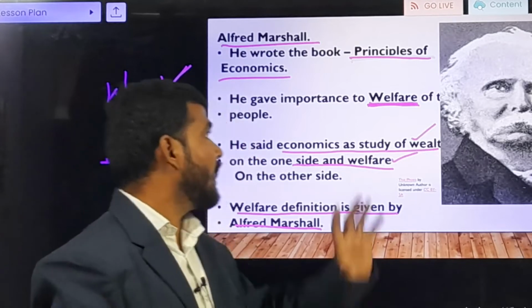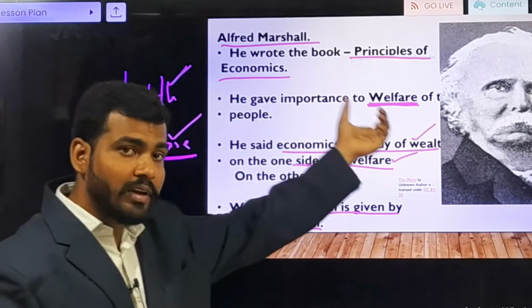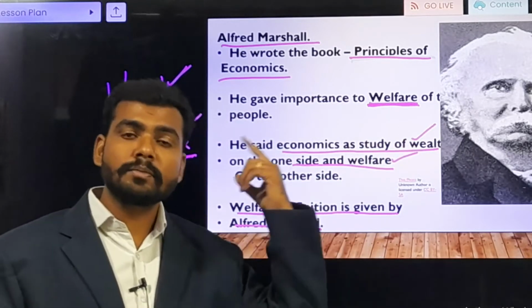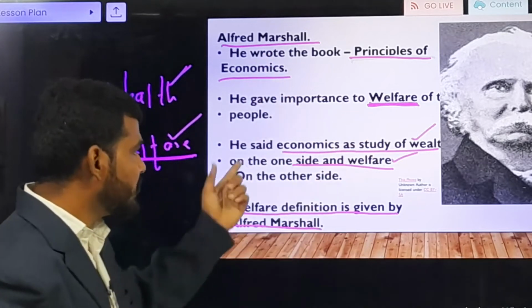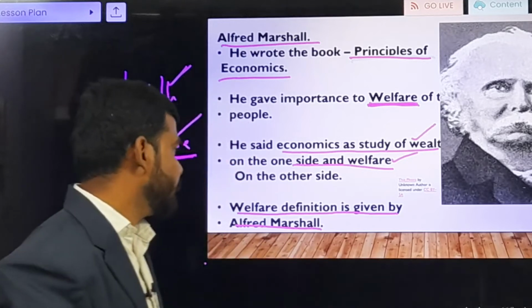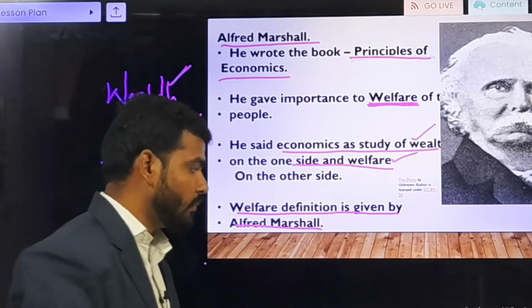Clear? Alfred Marshall wrote the book Principles of Economics. He gave importance to welfare rather than wealth. Adam Smith gave importance to wealth. Alfred Marshall gave importance to welfare. He said economics is a study of wealth on one side and welfare on the other side. Welfare definition is given by Alfred Marshall. I think it is clear for you till now.